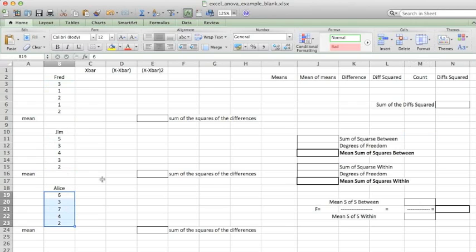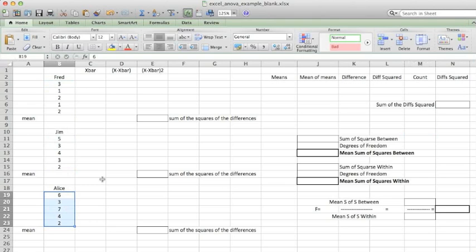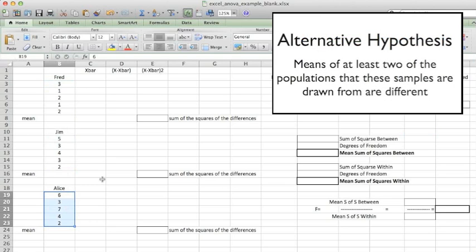Let's consider what we're trying to prove with this analysis. First, our null hypothesis is that the means of the populations that each of these samples is drawn from are equal. Our alternative is that at least two of the populations have different means.